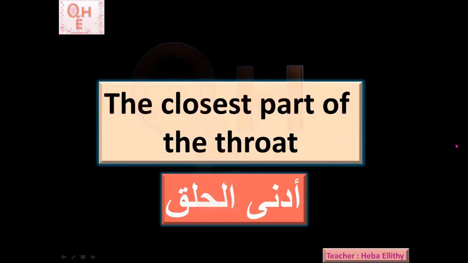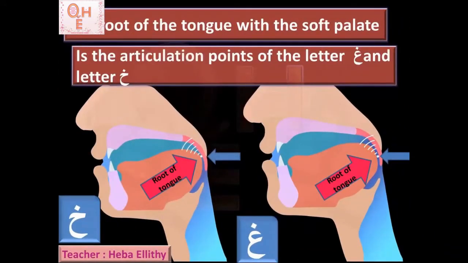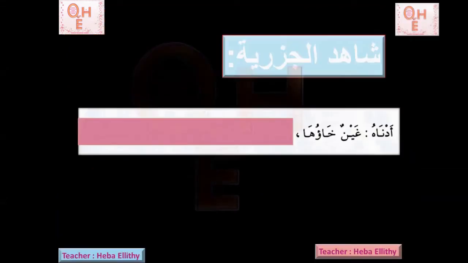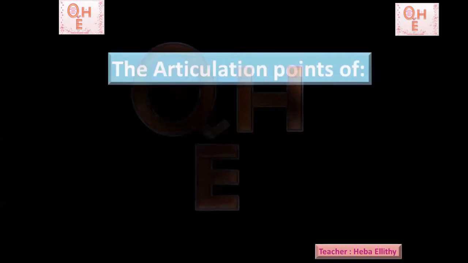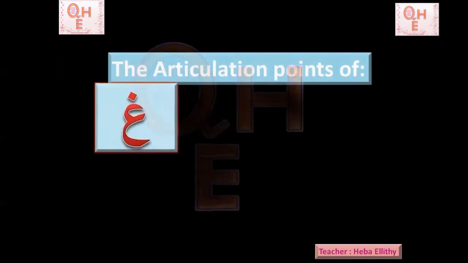The Jazariyyah verse says: أدناه غين خاؤها. What do I mean by أدناه? I mean أدنى الحلق, the closest area of the halq, the throat. Closest area to what? The lips, or the tongue. أدناه غين خاؤها. So in أدنى الحلق, the closest area of the throat, we have ghain and khaa. Let's go here and see the articulation point of the ghain and khaa letters.